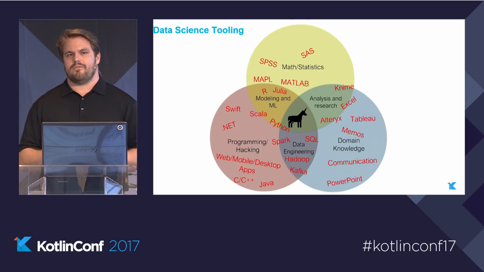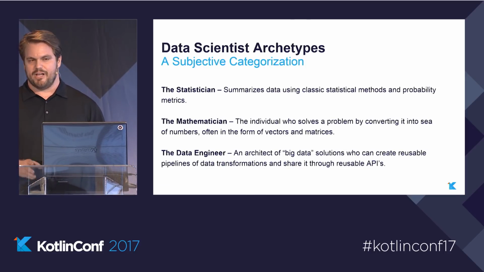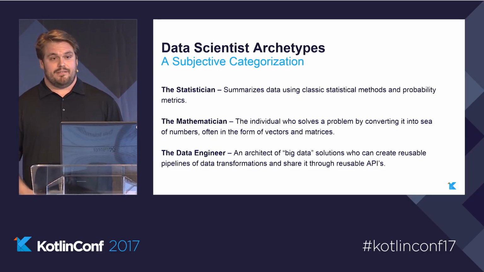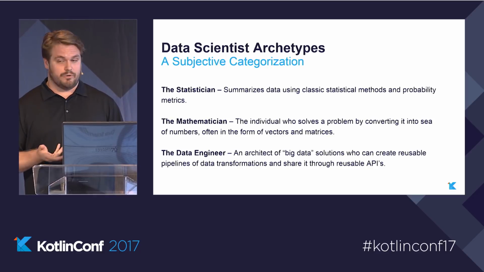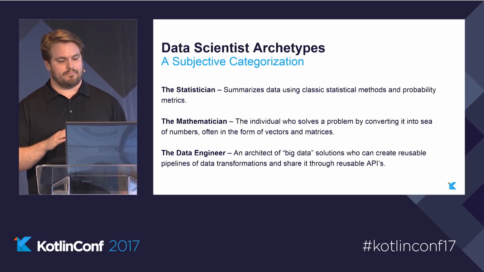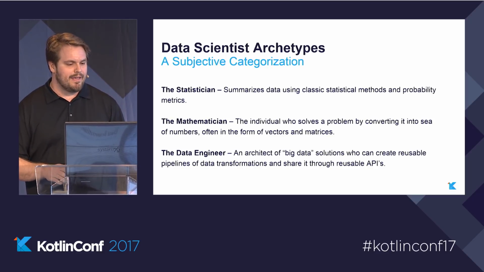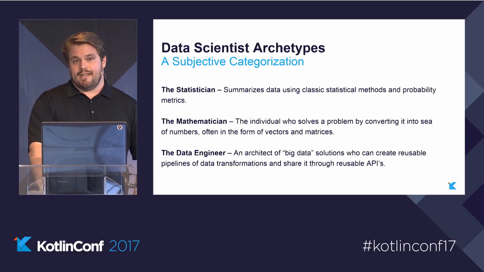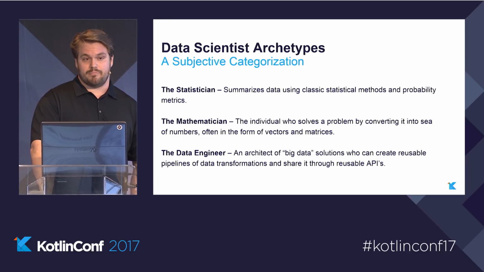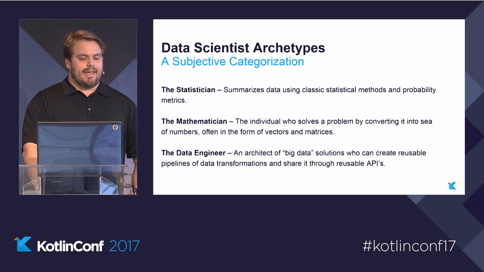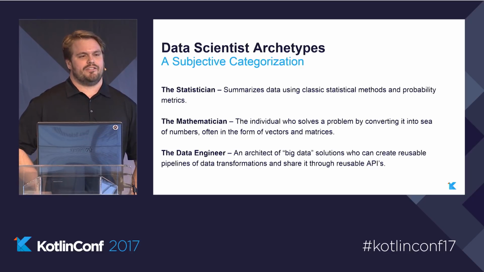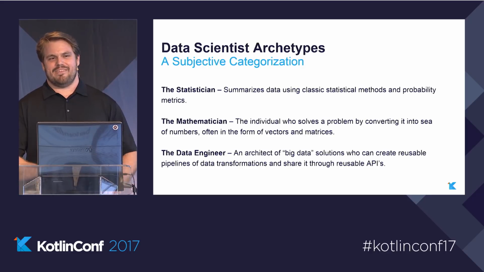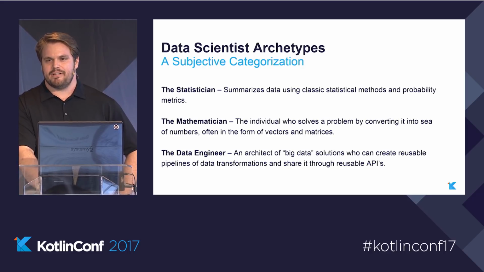Okay, so I'm just going to very quickly go through a subjective categorization of the different data science professionals out there. In reality, these individuals will probably be a combination of 2 or 3 of these profiles, but here's just a subjective categorization. So the statistician is the classic data scientist. This is the person who summarizes data using classic statistics models and uses probability metrics. And the mathematician, this is the person who likes using the words vectors and matrices a lot. And they probably have the most esoteric knowledge out of the bunch.